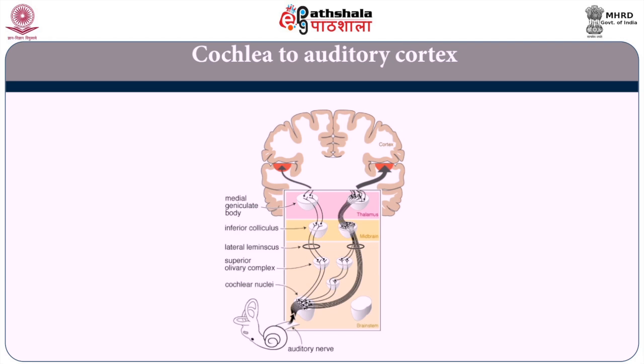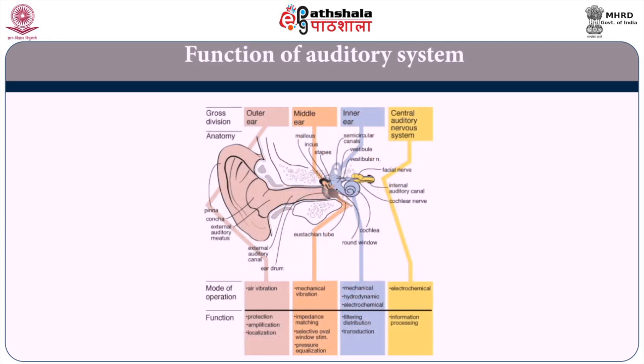As you know, the different parts of the auditory mechanism have different functions. The outer ear helps in protection, amplification of the sound, and localization, that is, where the sound is coming from, which direction. The middle ear does impedance matching. It also conveys information to the oval window connecting to the inner ear. Also, there is a lot of pressure equalization.